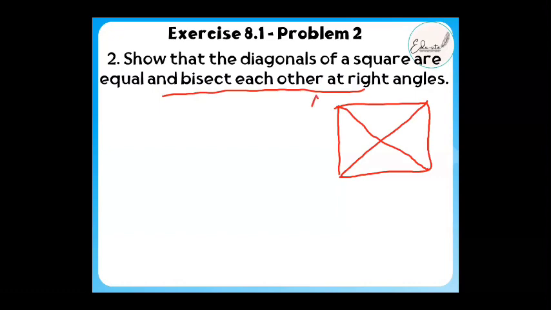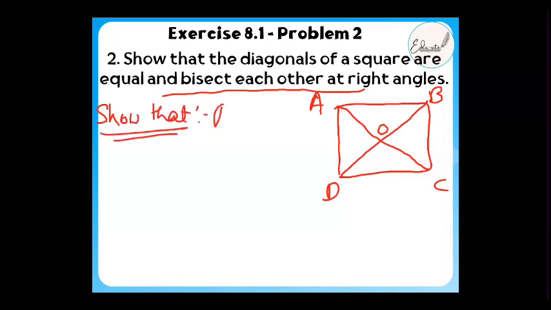Okay, let me consider this as a square ABCD with midpoint O. First, what do you have to show? What are you going to show, Laiba? What do you have to show? AC is equal to?